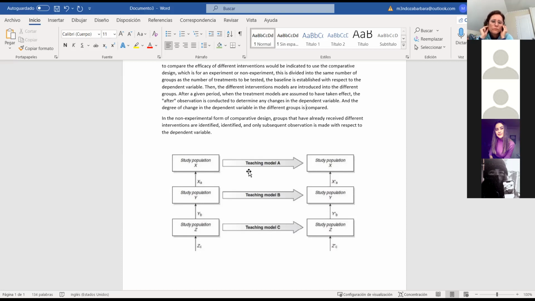Yes, and this model can be used in experiments and non-experiments. Yes, only to arrive at a conclusion about something. Yeah, it's more to show, exactly, to show lived experience, something like that. Yes, and to show different results.